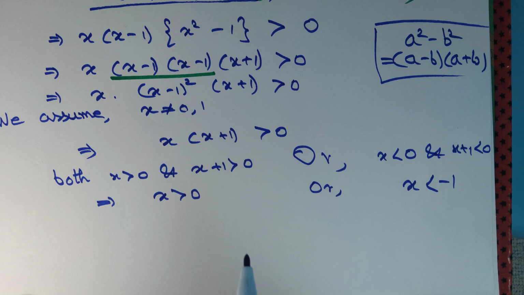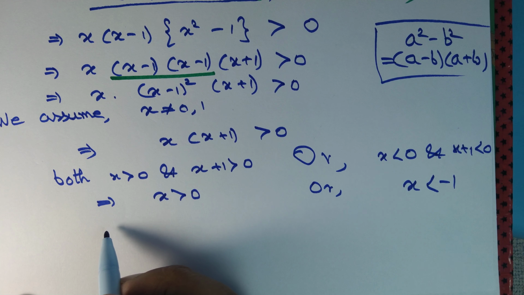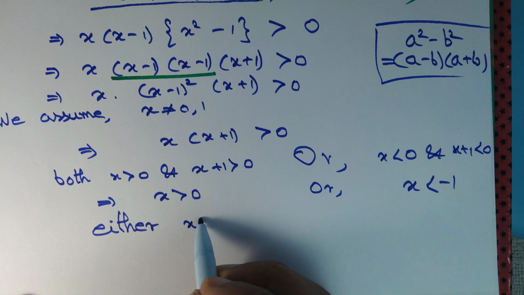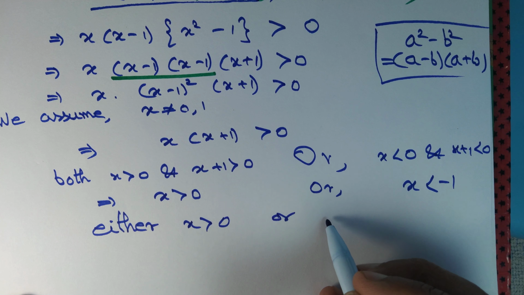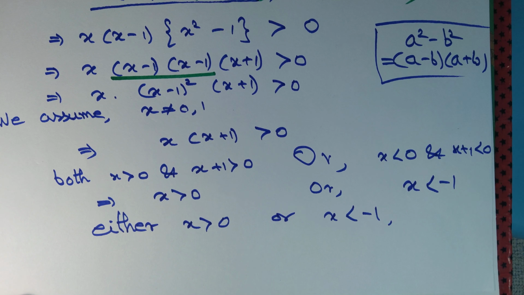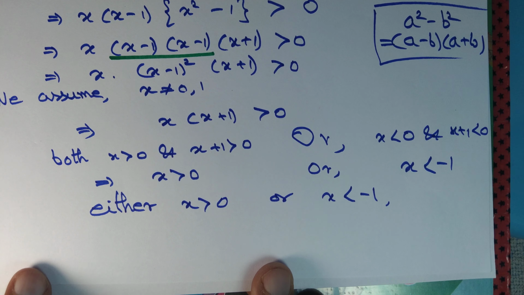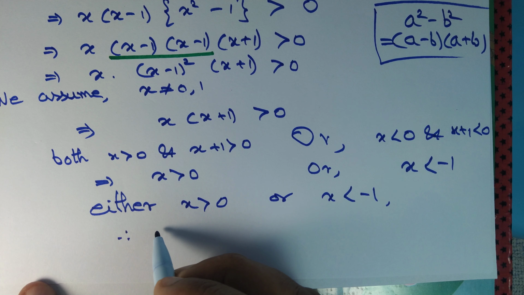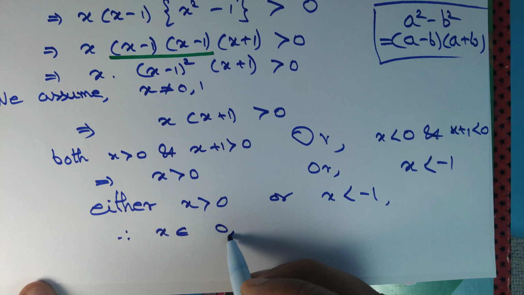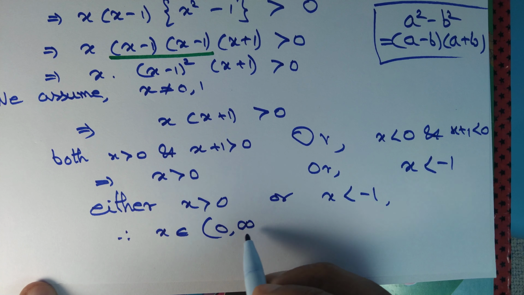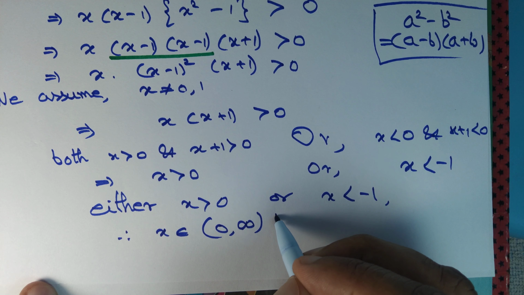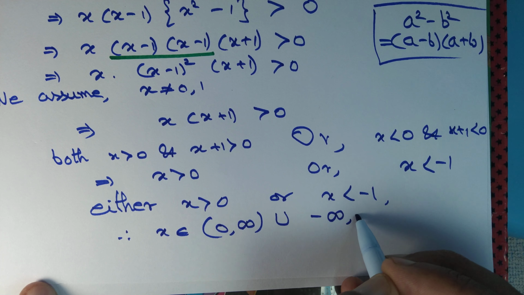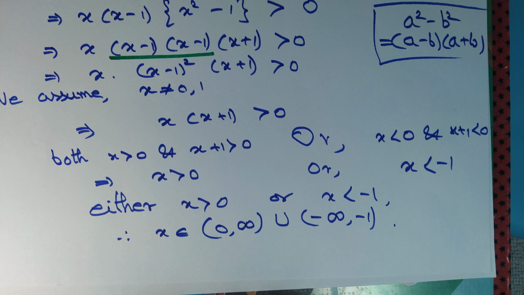So we have the final answer. Either x has to be positive or x has to be less than minus 1. We can write it in the form of an interval as well. Therefore, x belongs to 0 to infinity, that's the case when x is positive, union minus infinity to minus 1. And we are done.